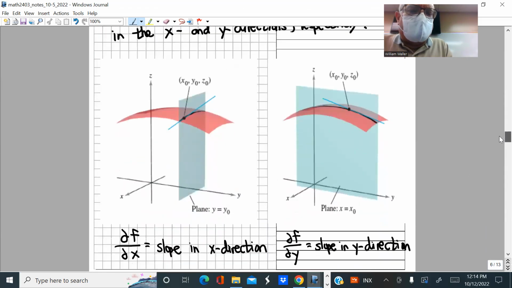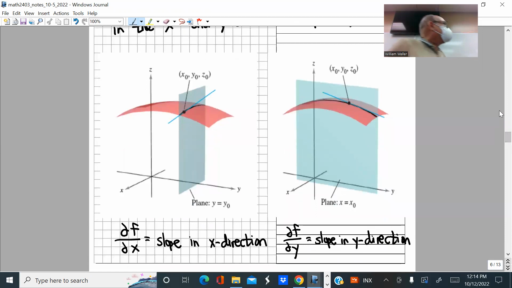Because the pictures are very nice, all right? And they're the same pictures that we drew earlier with a specific example. So look, if you are calculating the partial derivative with respect to x, what you are doing is you are holding y constant.